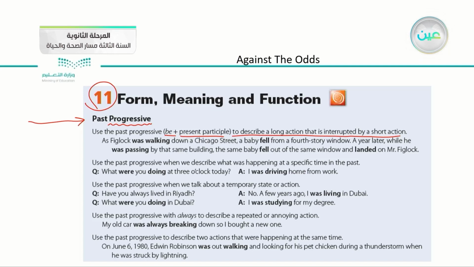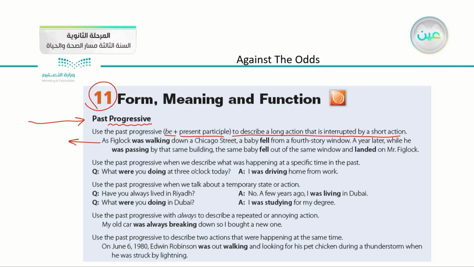For example, as Figlock was walking down a Chicago street. This is a long action. He was walking. That takes a long time. A baby fell from a fourth-story window. This is the interruption that happened to the long action. A baby fell from a fourth-story window. This is the interruption that happened in this situation. As Figlock was walking down a Chicago street, a baby fell from a fourth-story window.